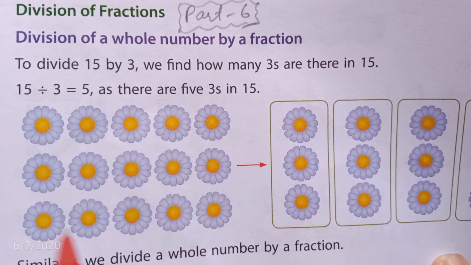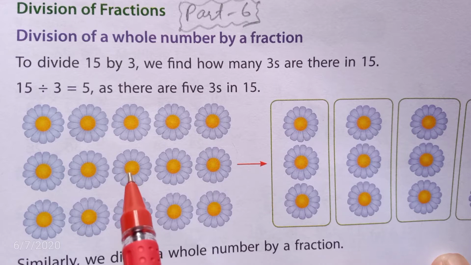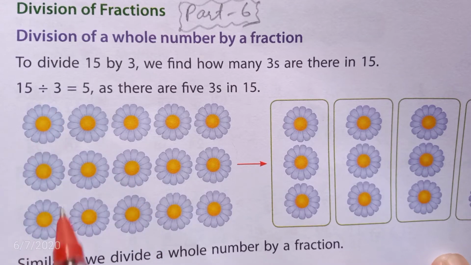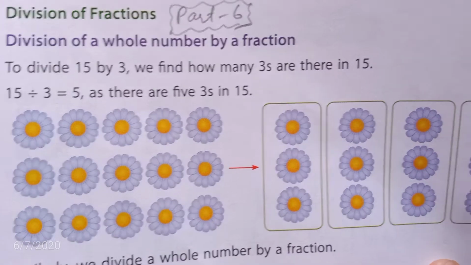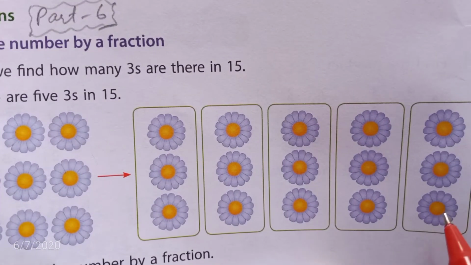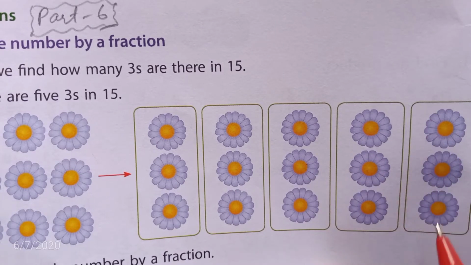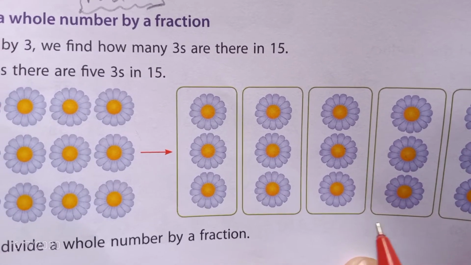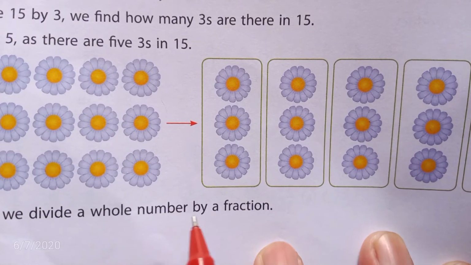See, these are 15 flowers and make a group of 3. This way you can make a group of 3 and you are able to make how many groups? 5 groups. 1, 2, 3, 4, 5 groups of 3 you can make. Similarly, we divide a whole number by a fraction.